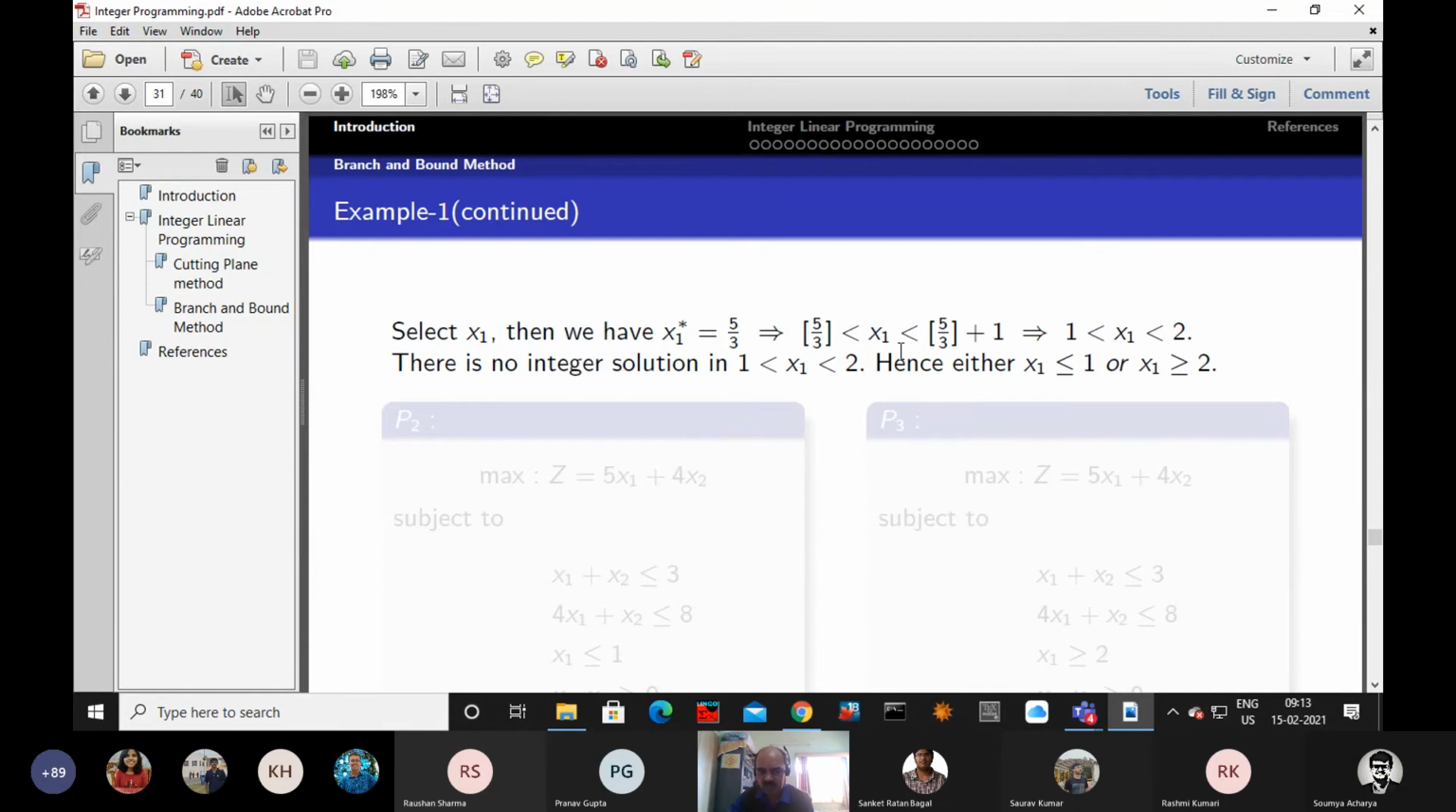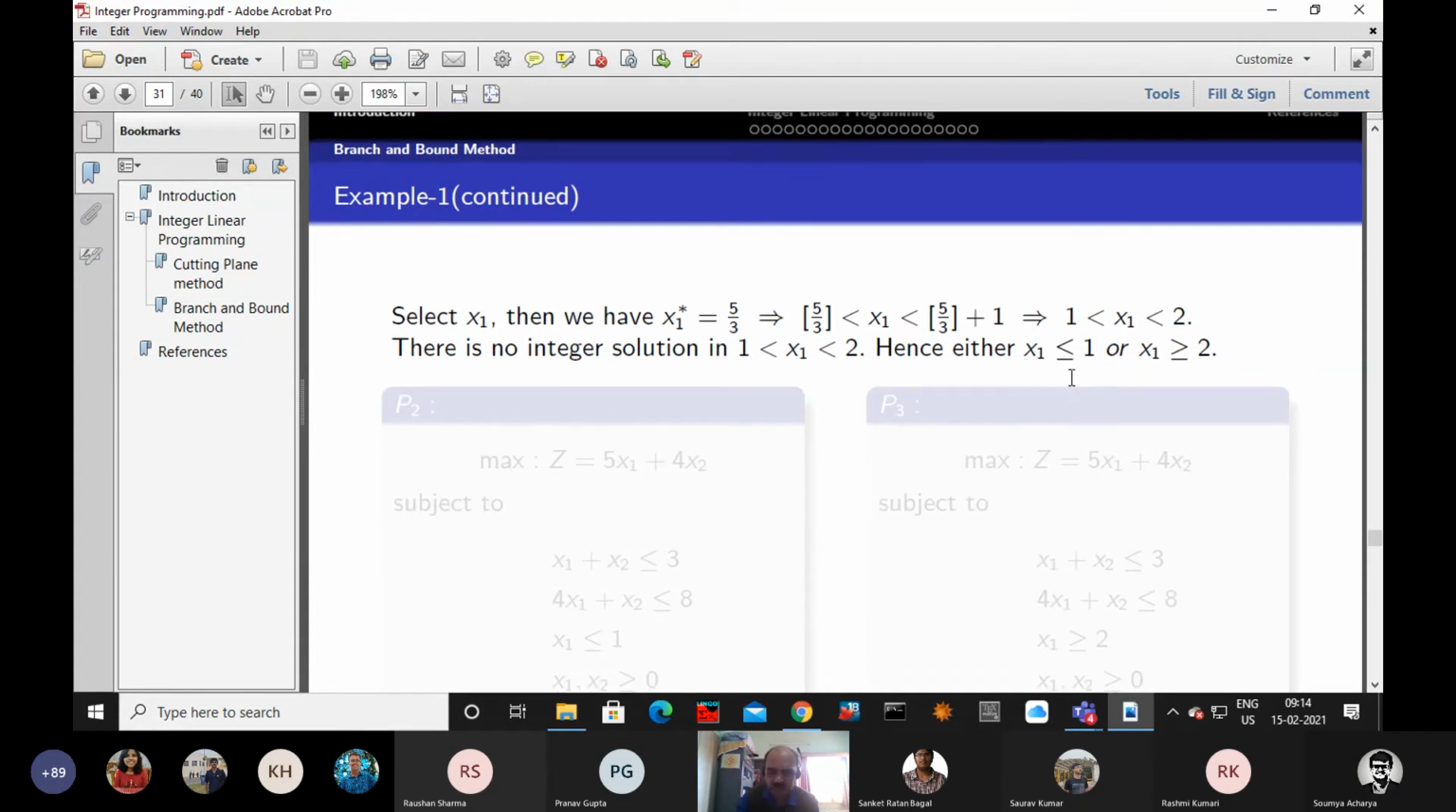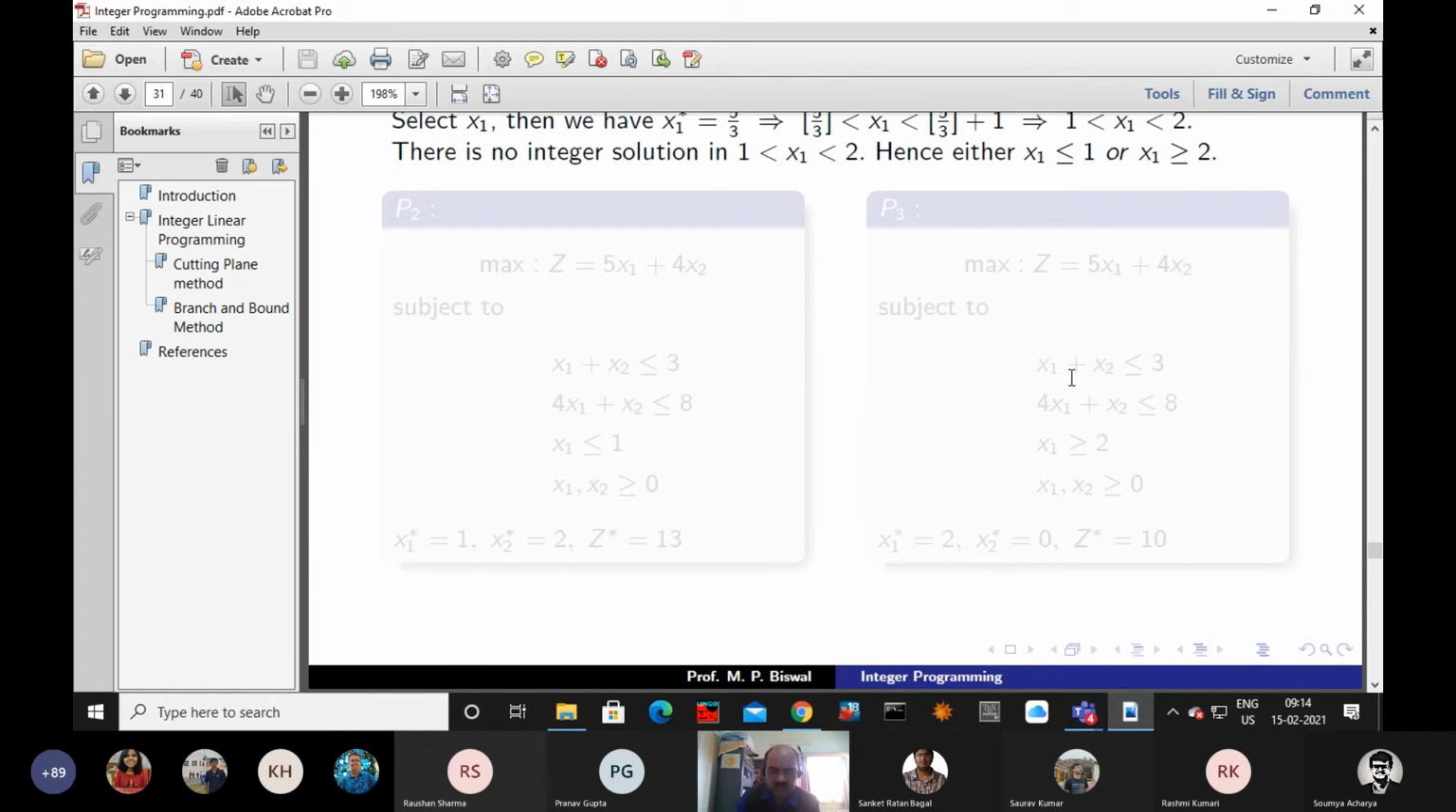So we can write X1 less than or equal to 5 by 3 and X1 greater than or equal to 5 by 3, with the integral part 1 and 2. In this interval there is no integral solution. Hence, X1 is less than or equal to 1, or X1 is greater than or equal to 2. This is the complement. So now we have two different problems.